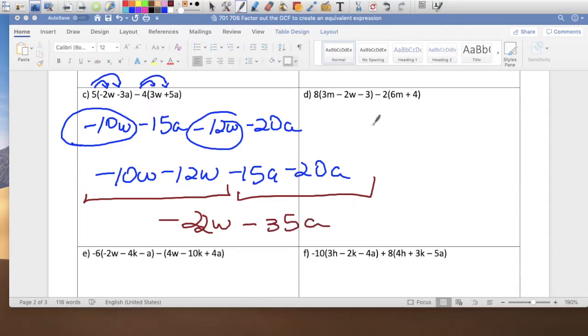Really? Negative 10, negative 15, negative 12, negative 20. So, do I have anything that goes into those? No. So, again, this one.